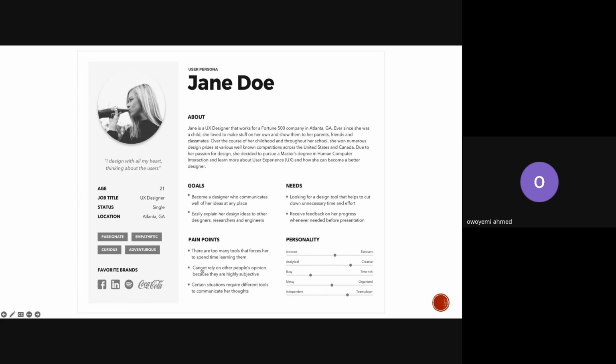And her favorite brands happen to be Facebook, LinkedIn, and Coca-Cola. So the main pain point I can see here is that there are too many tools that force her to spend time learning them. So these are the little things I can pick out on her personality. She happens to be an introvert to some extent, analytical to some extent, time rich, also organized, and someone that is independent, that can easily just work with low supervision. So in a nutshell, we can regard her as a born designer.